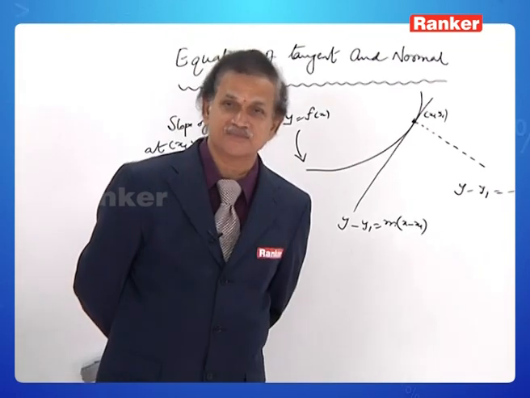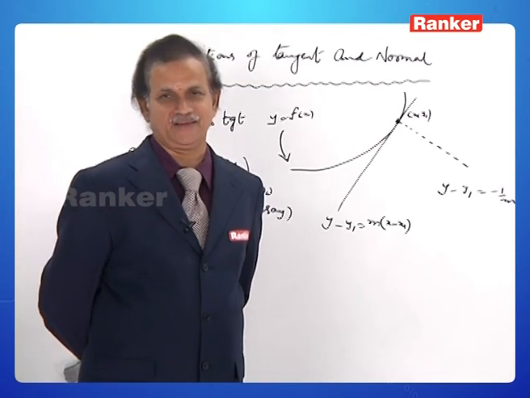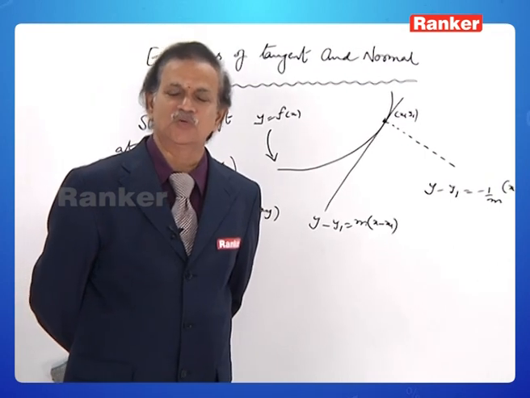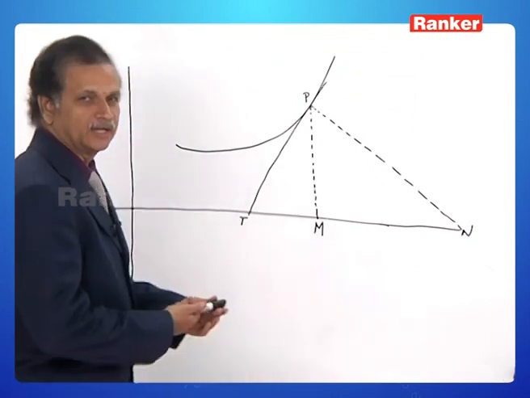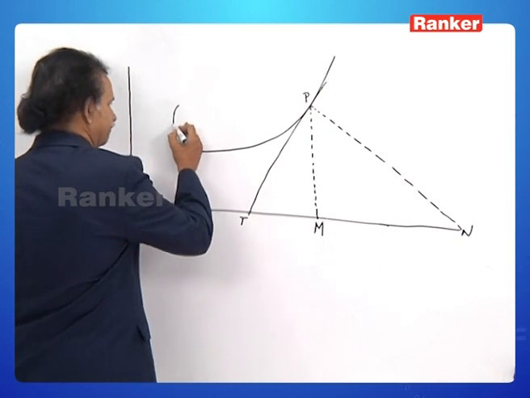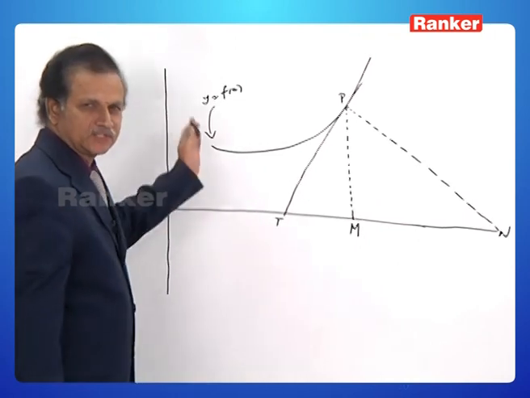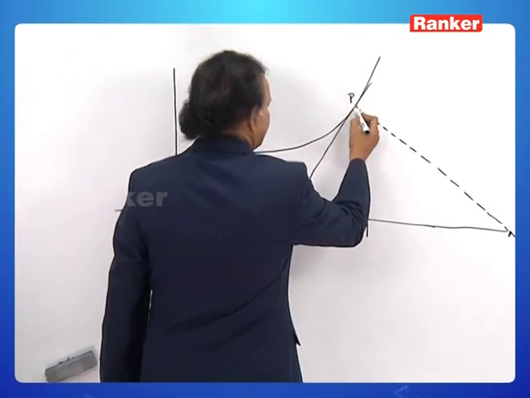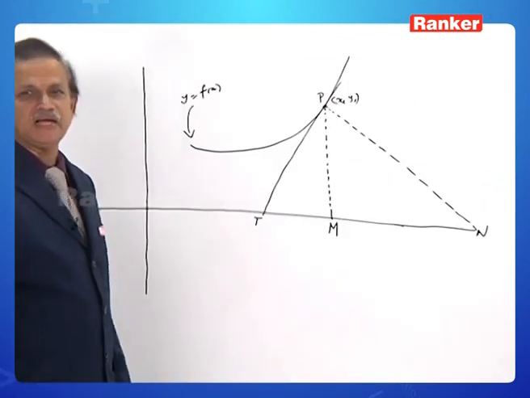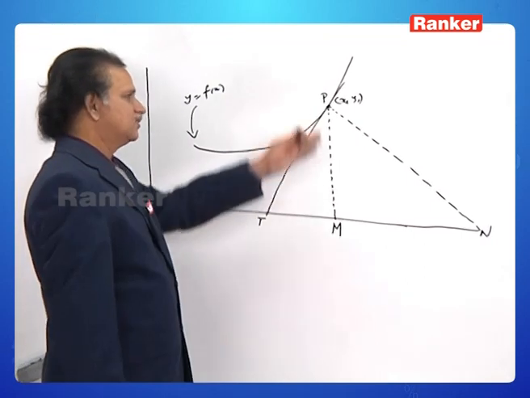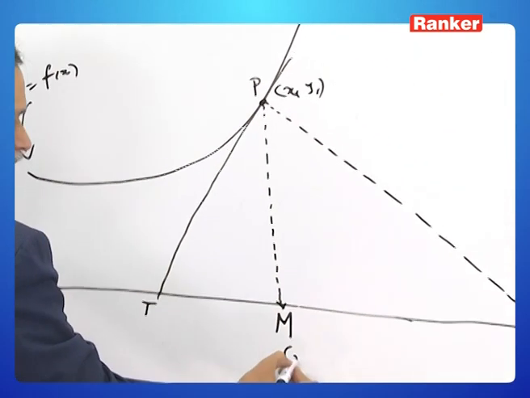Two more concepts are also there, namely subtangent and subnormal. What are they? What is the importance of that? We shall now look at it. Observe the diagram very carefully. This is the graph of a curve, y is equal to f of x. It has been given that x1, y1 is a point on it. As this is the point P, x1, y1, the foot of the perpendicular from P on the x-axis is x1, 0.